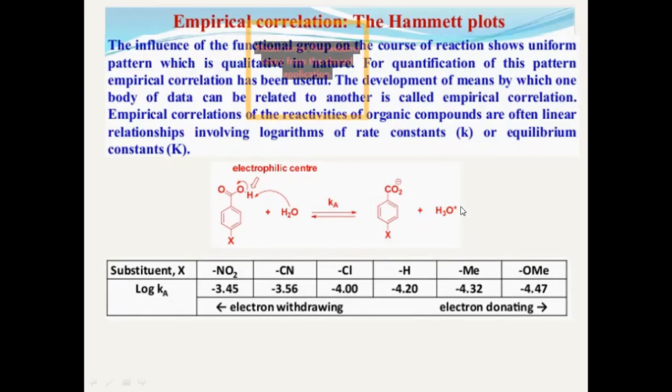Formation of this, or degree of dissociation, we can say, can be found out, or simply we can say how much it is formed or how many ions are formed. Just observe the value of K. So the Ka value varies depending on X. This Ka value depends on X. Is it a direct relationship or an indirect relationship? See, why direct? If X is electron withdrawing, then K is higher.